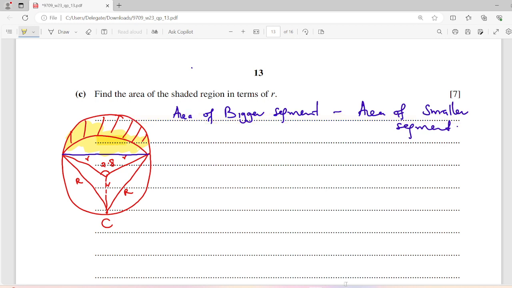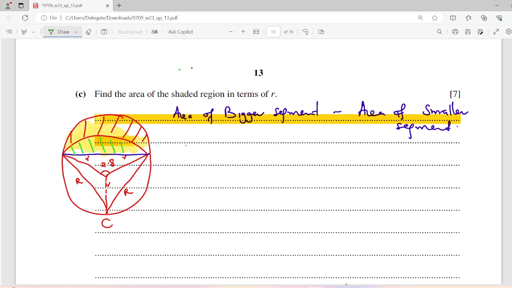Area of a bigger segment. I'm trying to highlight it. She's misbehaving. So this is the area of a bigger segment, and then I will subtract the area of a smaller segment. And the smaller segment in this case is this one here.